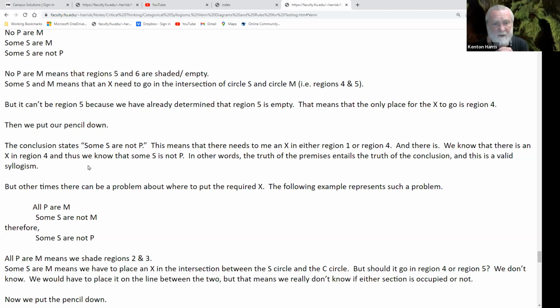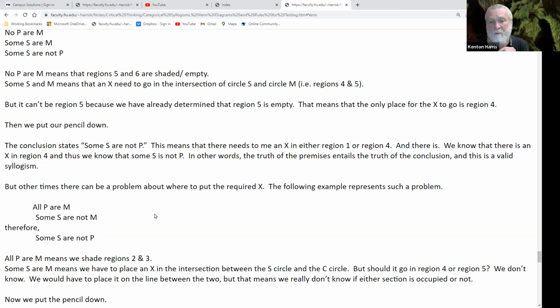Then we put our pencil down. The conclusion states that some S are not P. That means that there needs to be an X either in region 1 or in region 4. And there's an X in region 4. We know that there is at least one S that is not a P. In other words, the truth of the premises entails the truth of the conclusion, and the argument is valid.